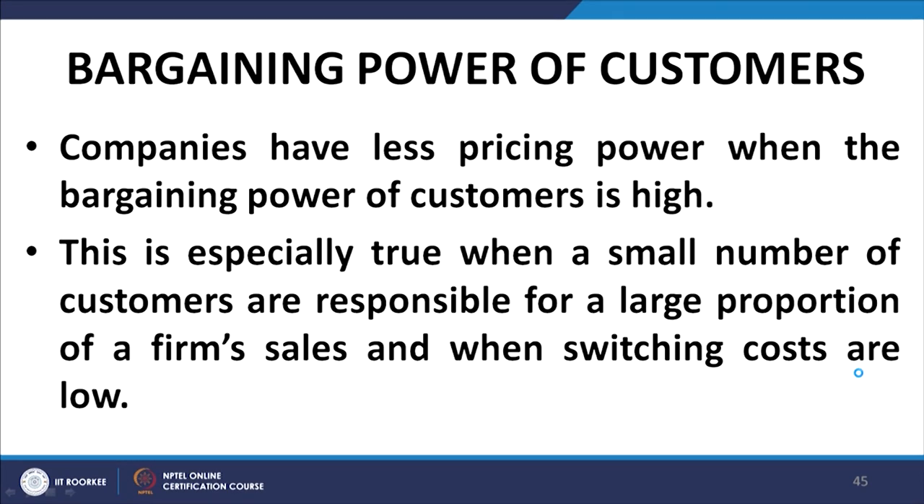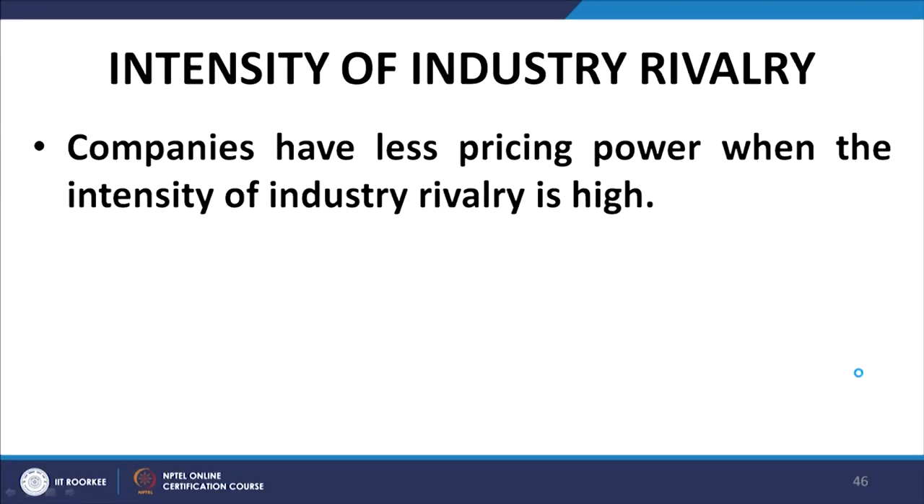If the customers have high bargaining power, then the company will have less pricing power and will have squeezed margins. This is especially true when a small number of customers are responsible for a large proportion of the firm's sales and switching costs are low. Intensity of industry rivalry: companies have less pricing power when the intensity of industry rivalry is high. So, if the industry rivalry is high, naturally there would be higher competition, higher pressure on the target companies, and as a result the target company would have lower pricing power.